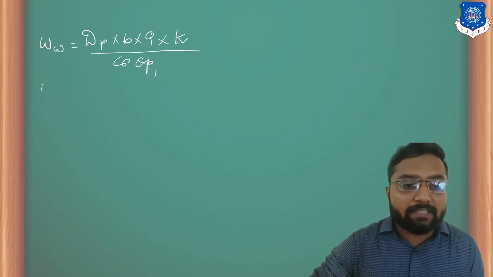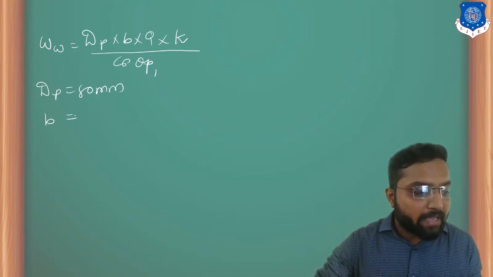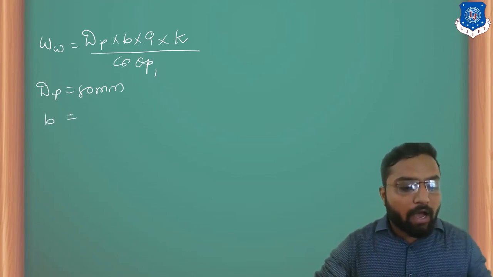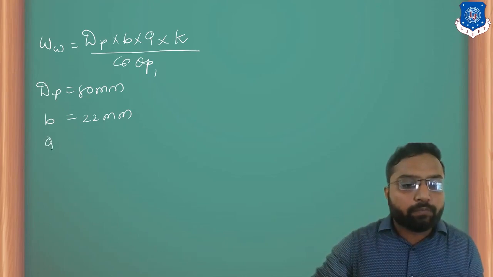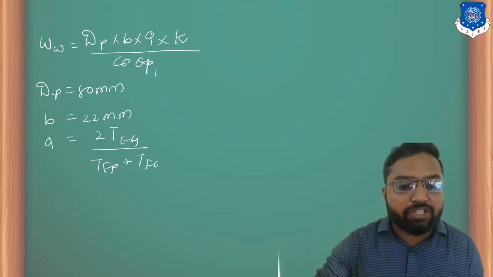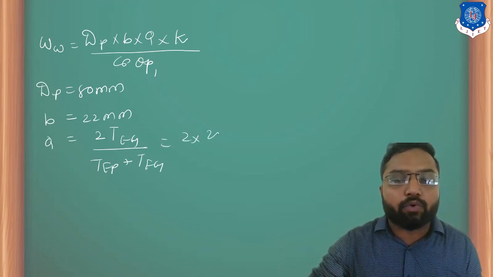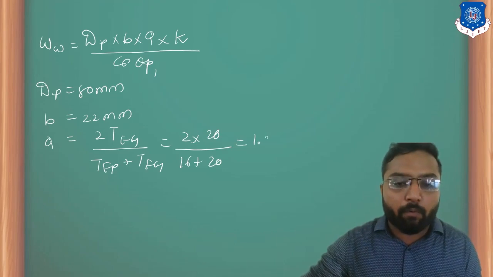So now what is dp? dp is 80 mm. What is b? We found b depending on our module, which is 5, or you can say 5 into 1.2 into 12, into module, so 22 mm, which we have found out. What is Q? Q is nothing but the ratio of number of teeth, 2 into tg divided by tp plus tg, which is 2 into 20 divided by 16 plus 20, which is going to be 1.22.